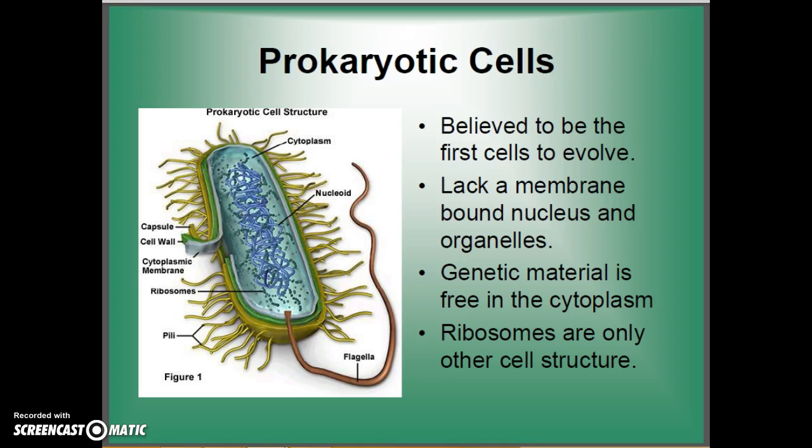Prokaryotes lack that nucleus or organelles. The genetic material is this nucleoid, and it's just free floating inside this jelly-like substance known as the cytoplasm. And if you can see the tiny little dots scattered throughout the cytoplasm, those are called ribosomes, and they are responsible for protein production. Those are about the only structures found in a prokaryote. They're very simple.